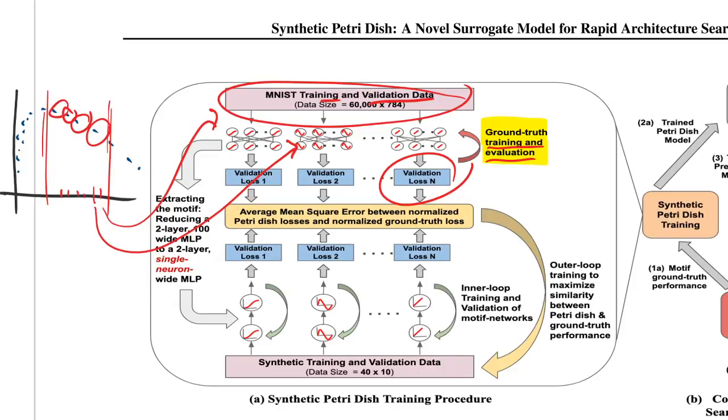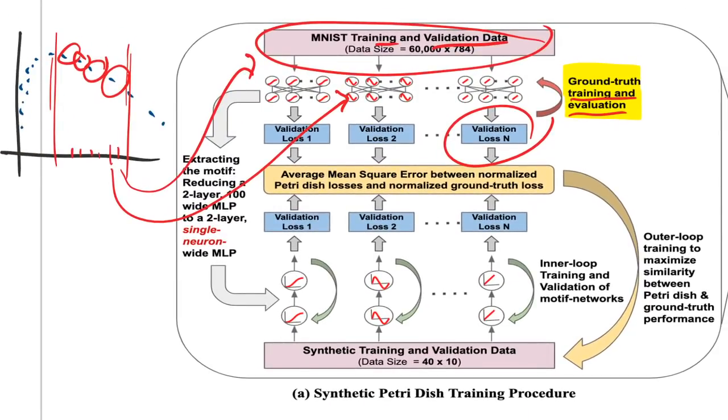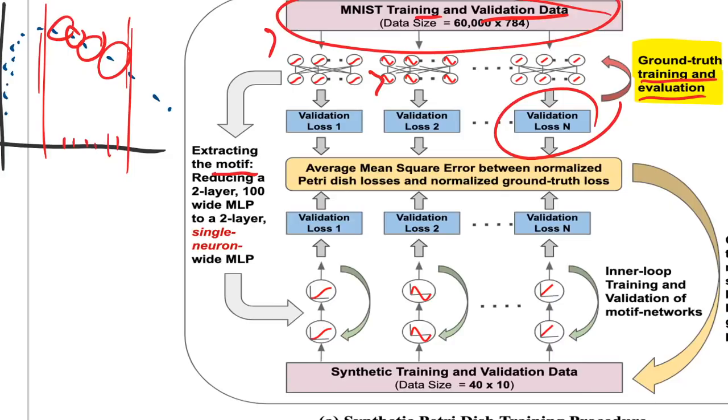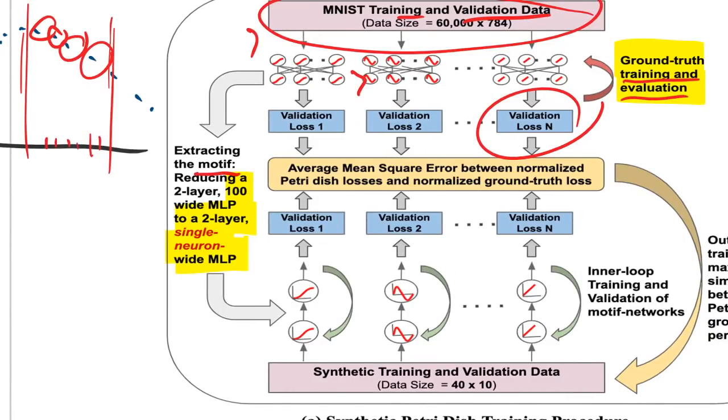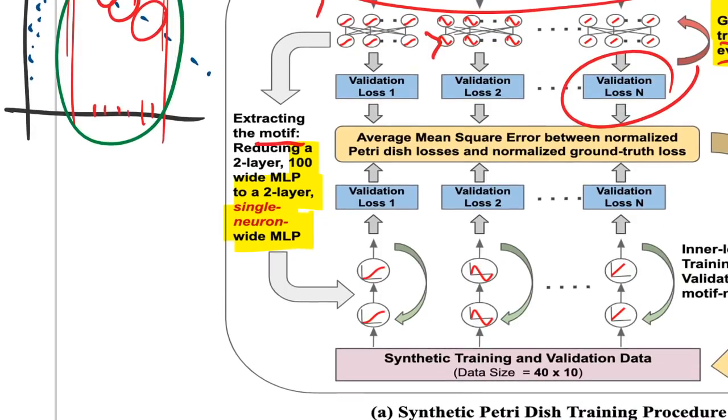Now, that's the training data for your neural architecture search, so for your Petri dish method. What the Petri dish does is, it extracts the motive, and the motive is the thing that you optimize over. So as I said, you want to keep that thing in its essence, but you want to reduce everything else. So instead of a 2-layer 100 wide MLP, it reduces that to a 2-layer single neuron wide MLP, okay? And this over here is the training data for the procedure that we're going to do now.